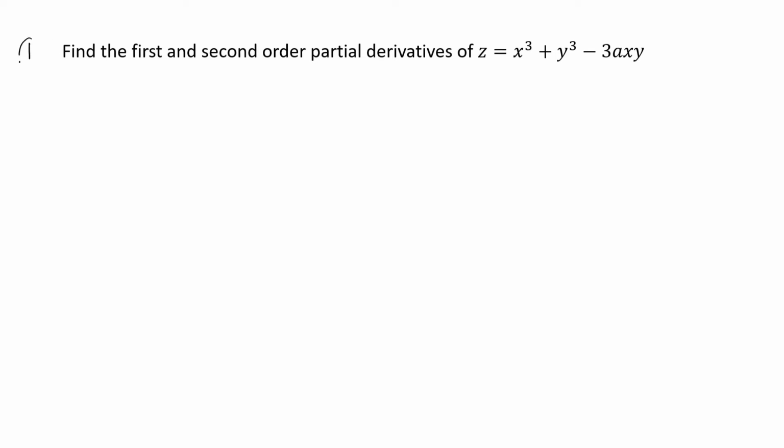Question number 1: find the first and second order partial derivatives of z is equal to x cube plus y cube minus 3axy. Okay, we need to find the first order and second order partial derivatives. For that, first we'll take its first derivative with respect to x, that is dou z by dou x, which is equal to differentiating this expression with respect to x. While differentiating with respect to x, we will treat y as a constant.